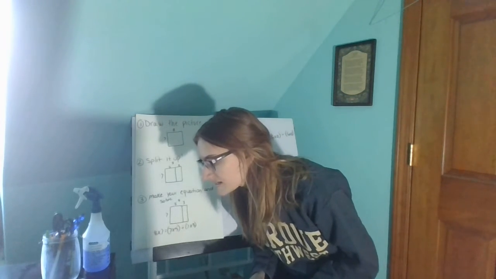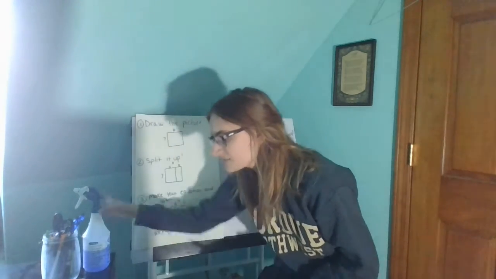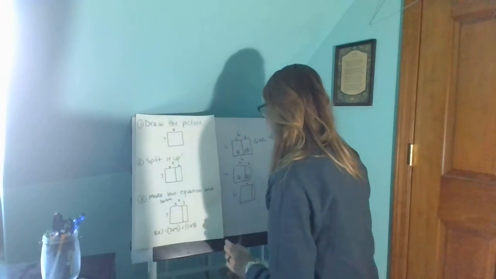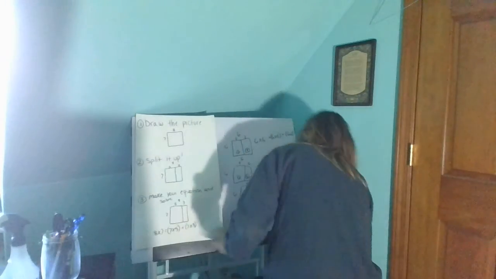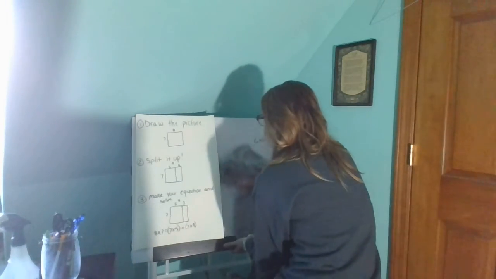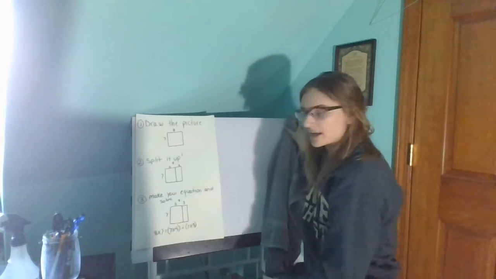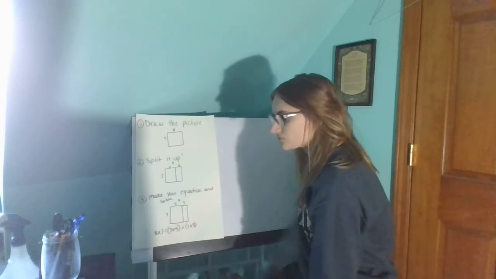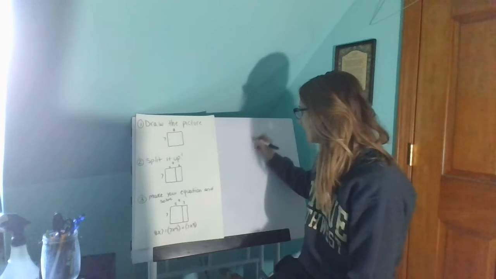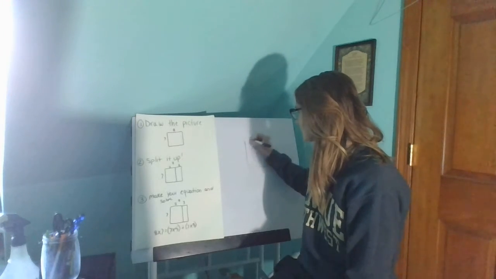Then in step 3, it gives us a picture, and it already split up. It already did steps 1 and 2 of the anchor chart that I have here. So they just need to do step 3. It says complete the equation that represents the picture. Okay, and it gives us the rectangle.